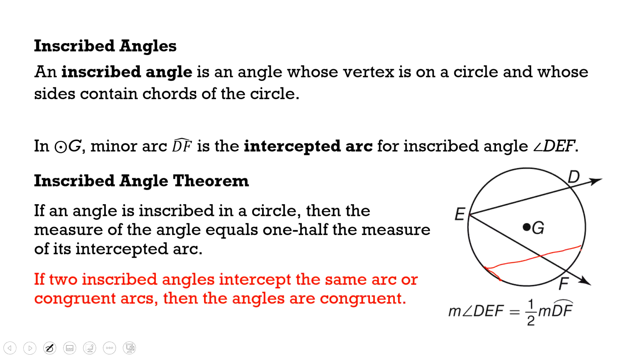So if they told us that arc DF was 120 degrees, I know that angle DEF is 60 degrees, because it's half of the arc. Conversely, if they told me that the angle was 50, then I know my arc was 100, because it's twice what the angle is. So that will help you as you start piecing together information and working through problems. Just try to remember this relationship, that the angle is half of the arc measurement.